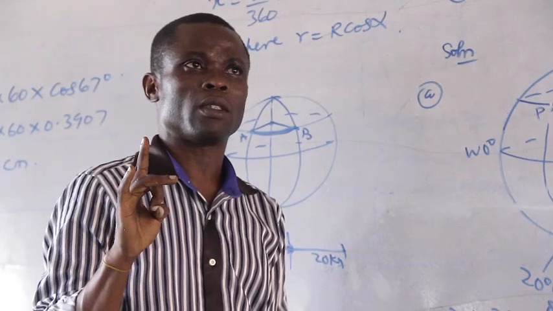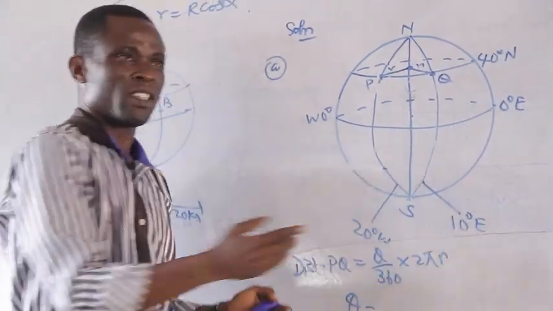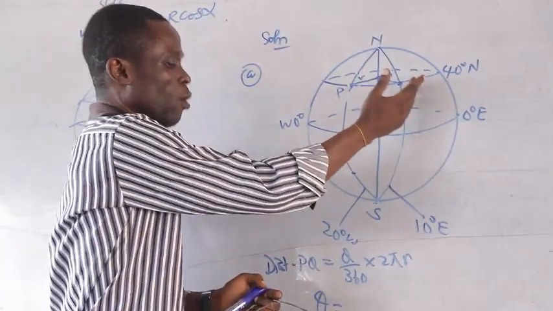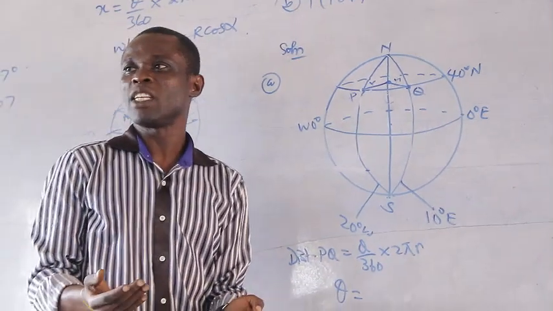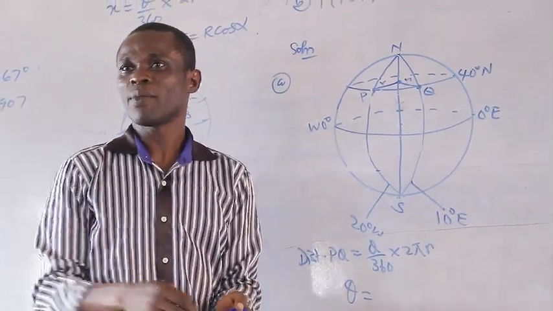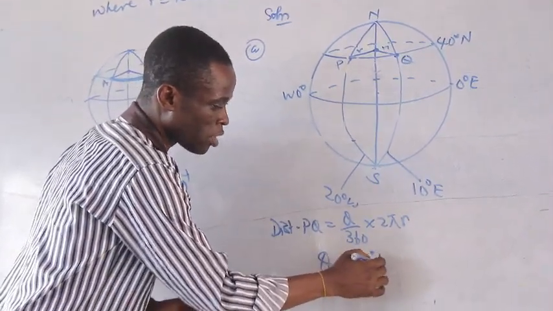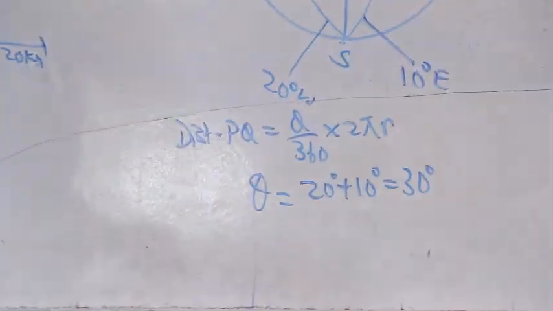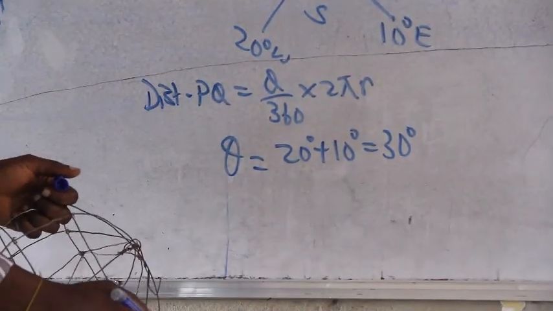And don't forget the method that I explained earlier, that if this one is west and this one is east, it's going to be what? Addition. The reason is this. This one moves forward by 10. This one moves backward by 20. What do you think will be the distance? That is 20 plus 10. That is the angular difference. So angular difference is 20 plus 10, and that is 30 degrees. Is that taken? Okay.